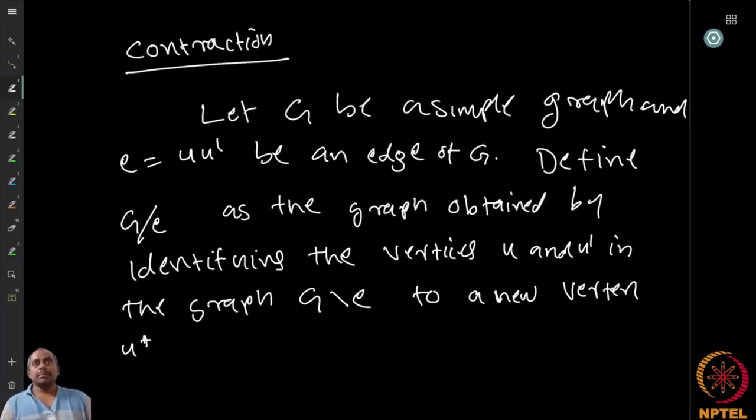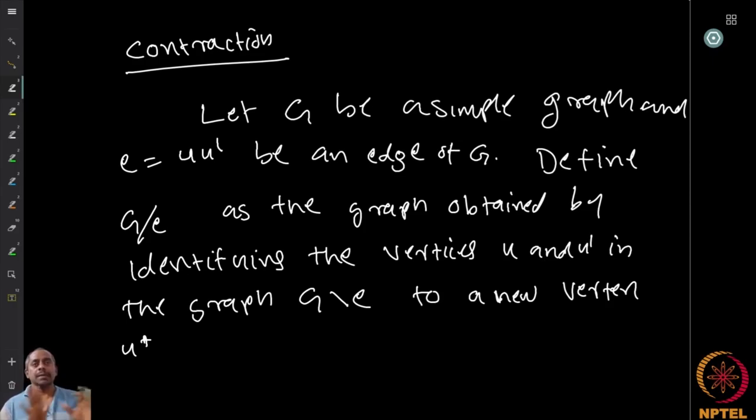Now, a very important operation in graphs is called the contraction operation. So the definition is as follows. Given a graph G, a simple graph, and some edge, let's say e equals u u dash. Now what I do is that I take the graph G and delete the edge e. Okay, so just remove the edge e. Then I identify the vertices u and u dash to make a new vertex, let's say u star.